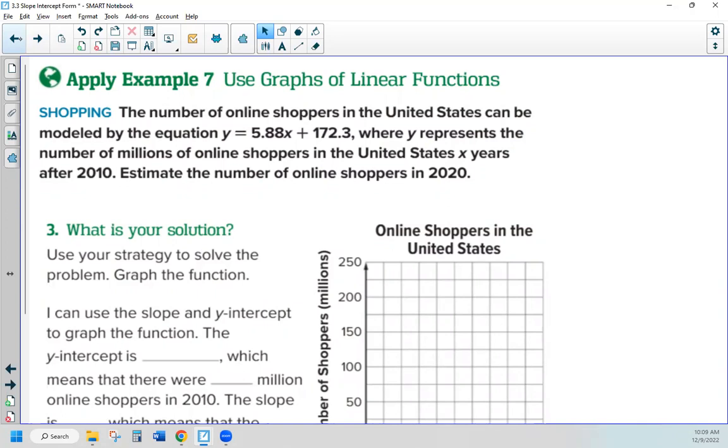Hopefully it's going to be simpler than the fill in the blank. Now, the number of online shoppers in the United States can be modeled by the equation, where Y represents the number of millions of online shoppers in the United States, and X is the years after 2010. So 2010 is our starting number.